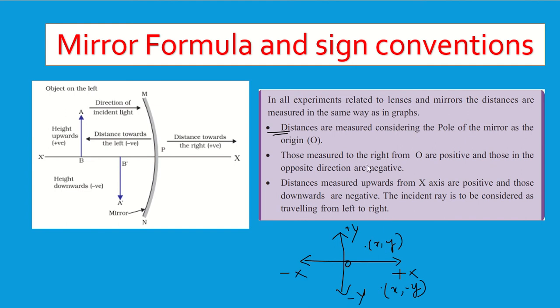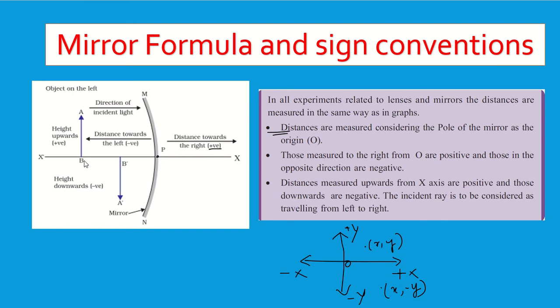Okay, so those measured to the right from O are positive and those in the opposite direction are negative. So imagine you are keeping a mirror at the origin of the coordinate system. Whatever measurements you're going to do towards right side, right? Distance towards right side has to be taken as positive. Whatever distance you're going to measure towards the left side has to be taken as negative.